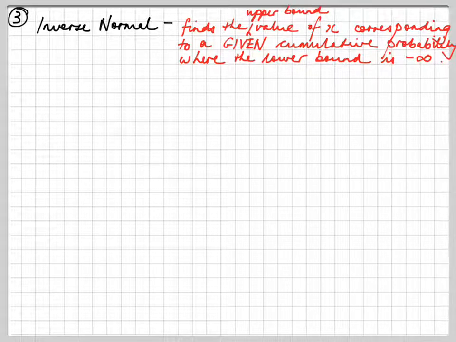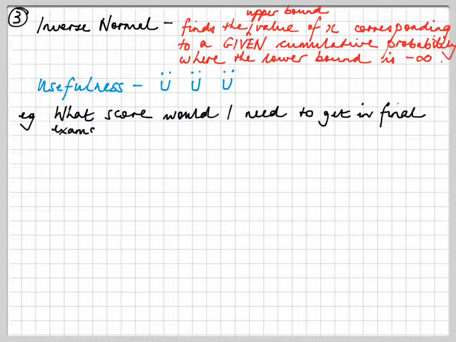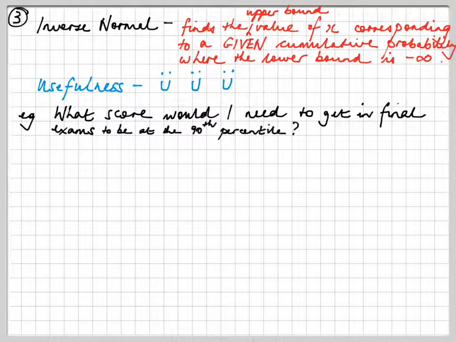Now, the upper bound. So it finds the upper bound value of x corresponding to a given cumulative probability, knowing that the lower bound is from the left-hand side extremity, minus infinity. I'll show you what I'm doing in a minute. The usefulness, yes, it's very, very good. Excellent. Here's an example. What score would I need to get in my final exams to be in the 90th percentile? So you see what I'm doing here? I'm going to give you the probability, and I want to know what score belongs to that probability, okay?